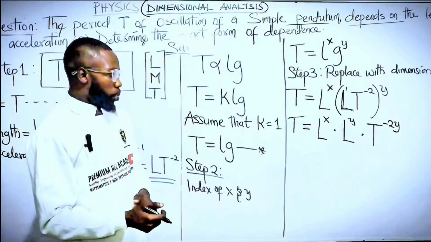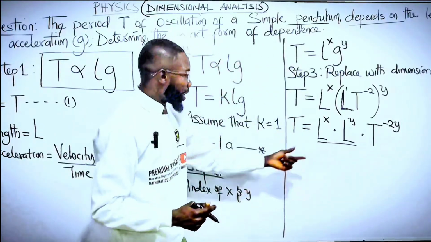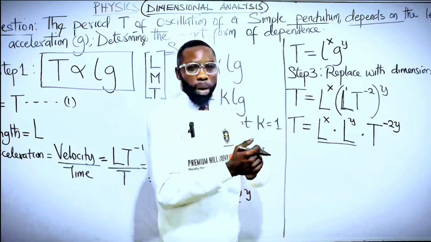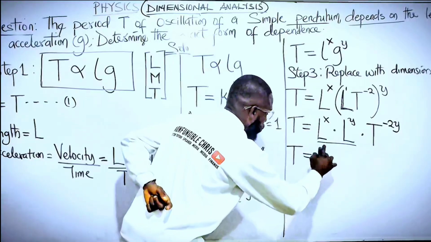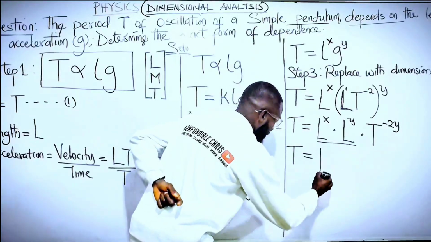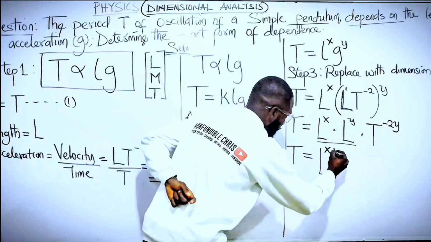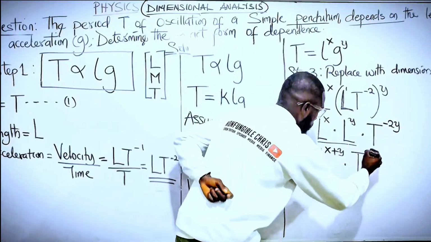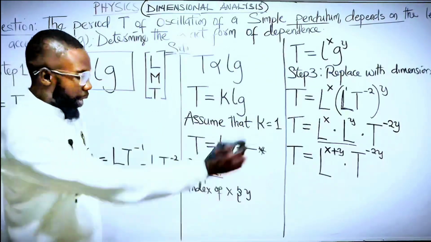Now let's compare. But we see we have 2 L's here, right? In indices, when the bases are equal and we have a multiplicative sign, it means we are going to add the powers. So what do I mean? I mean that this T here is equal to, since the bases are equal, I pick L, and there's a times here, I add both powers. So I have x plus y, times T raised to the power minus 2y. Next, we compare. So let's compare.